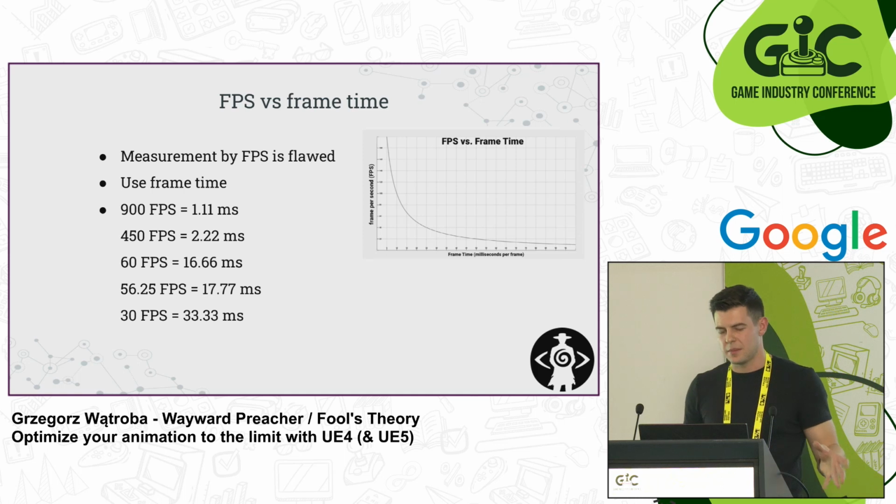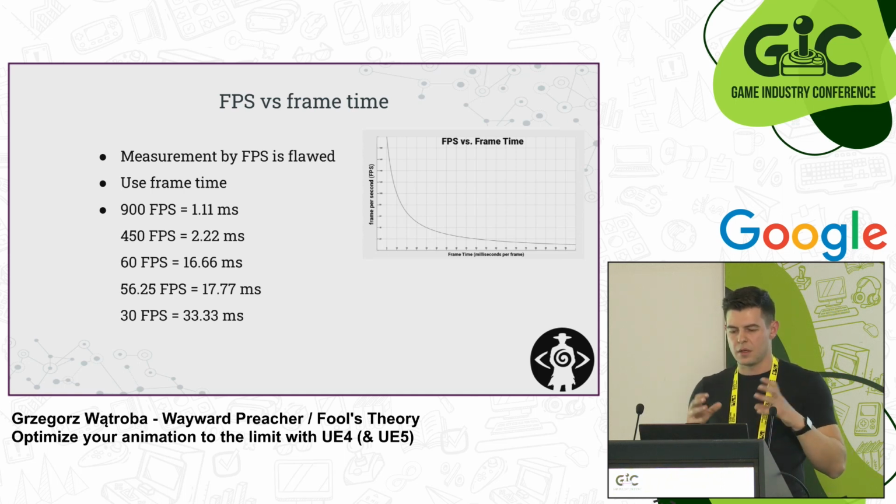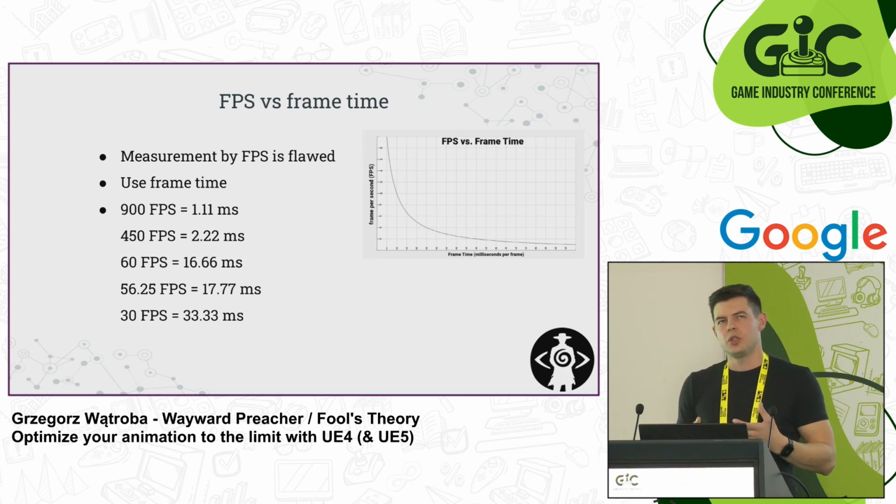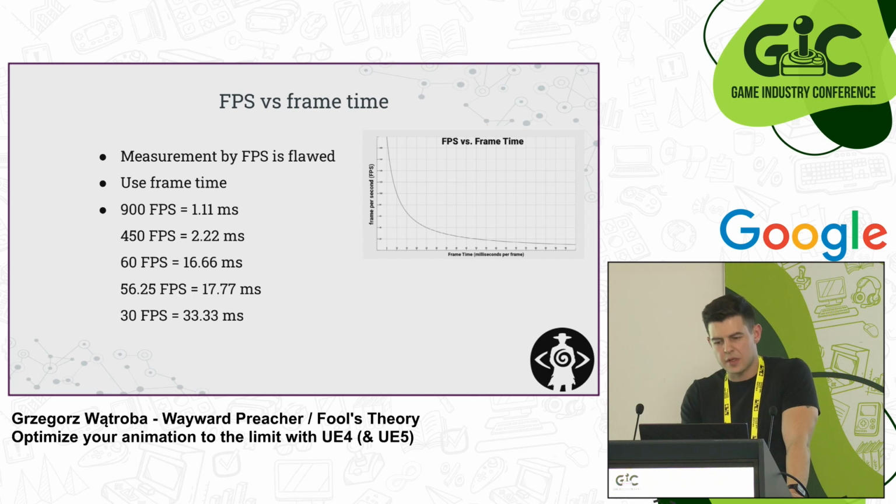This can actually be a deceptive metric, because when gauging your application's performance, we should actually use frame time. If your game is running at 900 FPS, this translates into a frame time of 1.11 milliseconds per frame, and at 450 FPS, it's 2.22 milliseconds per frame. So this represents a difference of around 1.11 milliseconds per frame, even though the frame rate appears to drop by half.